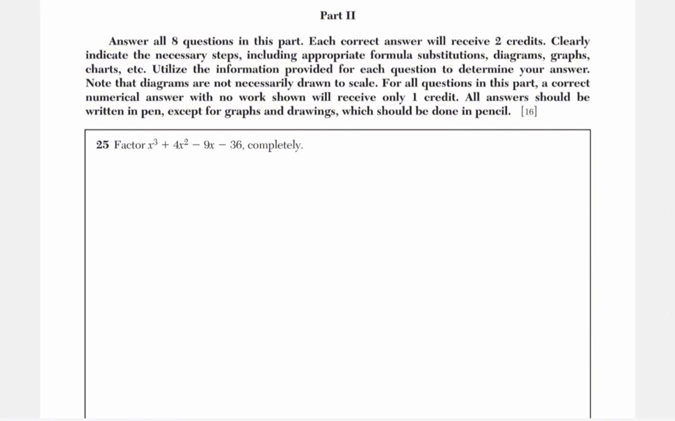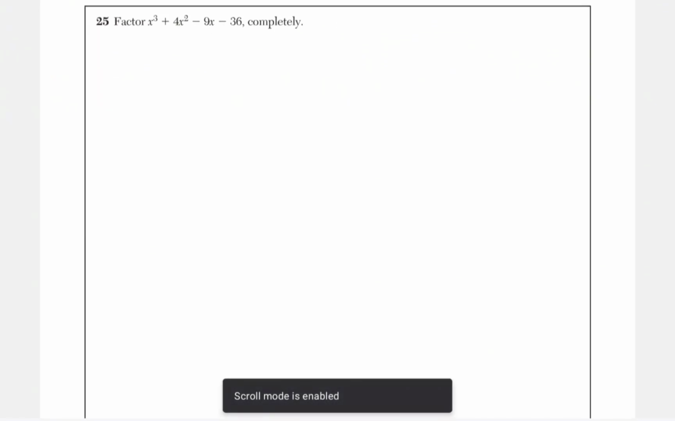We're going to start with question number 25, which is question 1 in the part 2 section. As the instructions say, this section has 8 questions. Each correct answer will receive 2 credits. The first question says, factor x cubed plus 4x squared minus 9x minus 36 completely.